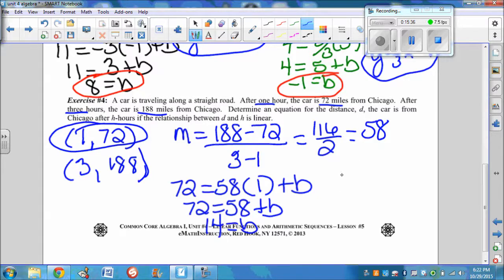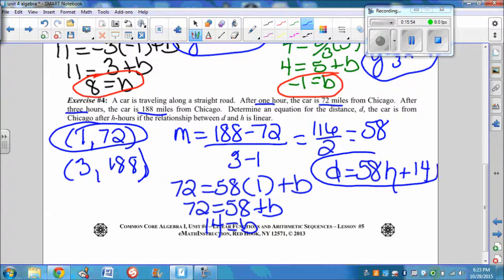So my equation: it says determine an equation for the distance. So d equals 58h plus 14. Okay, there's our equation. Right? Nice job.